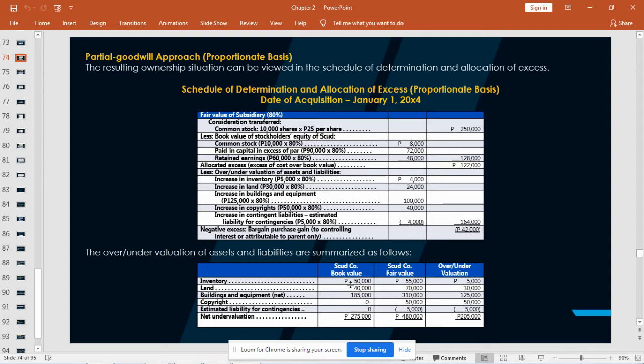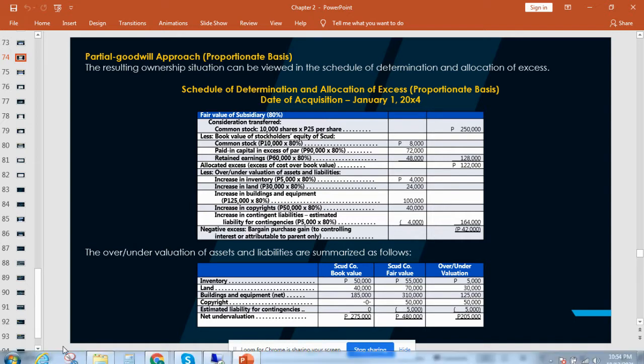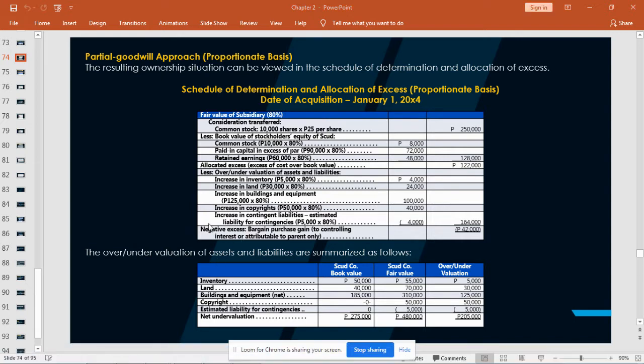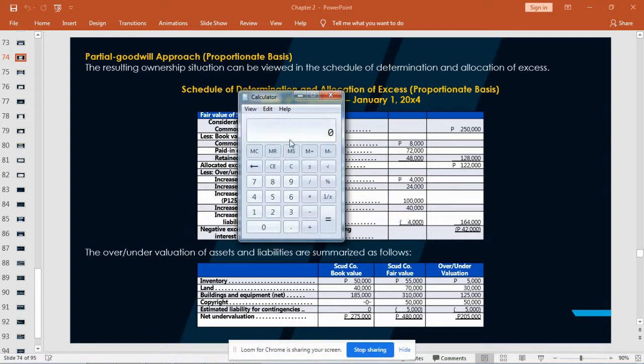Getting the 80% of that would be 164,000. Tama ba? 80%. Check. I-check ko yan. So, 164,000. I mean, sorry, 205,000 times 80%. 164,000. Tama.